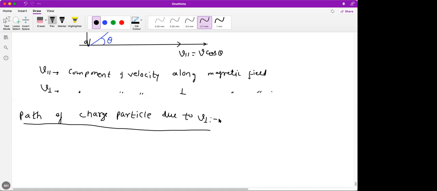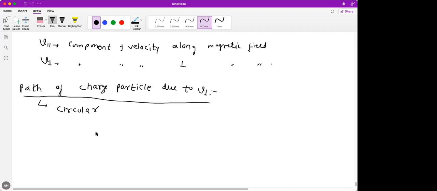So Mariam, what do you think? What would be the nature of the path due to this v perpendicular component? Straight line, circular? It will be circular. Due to the v perpendicular, the path would be circular. So if the path is circular, we can calculate the radius, time period, and frequency of the path.